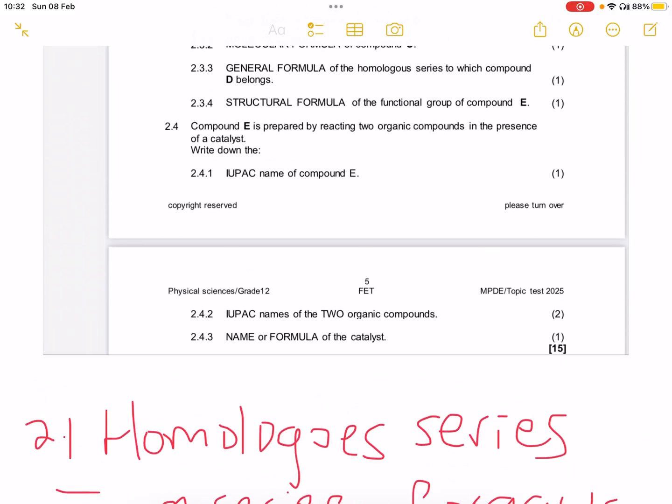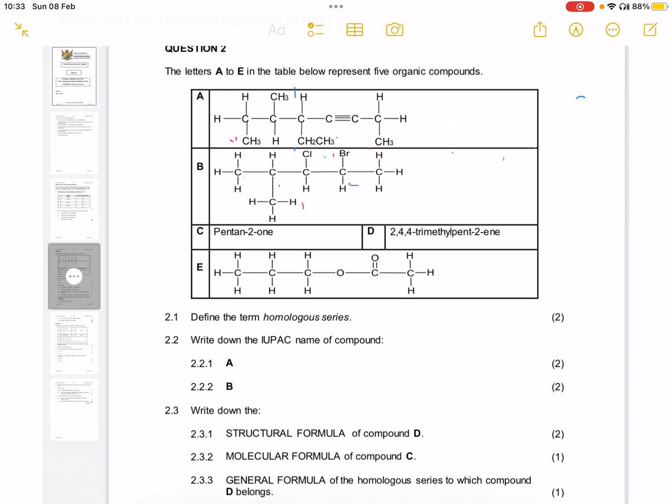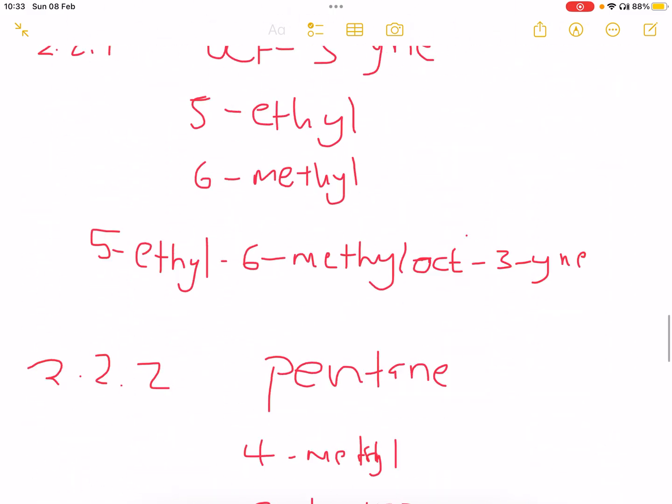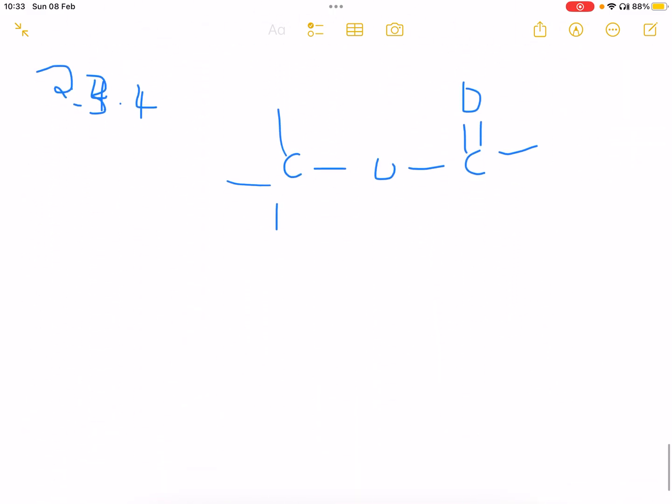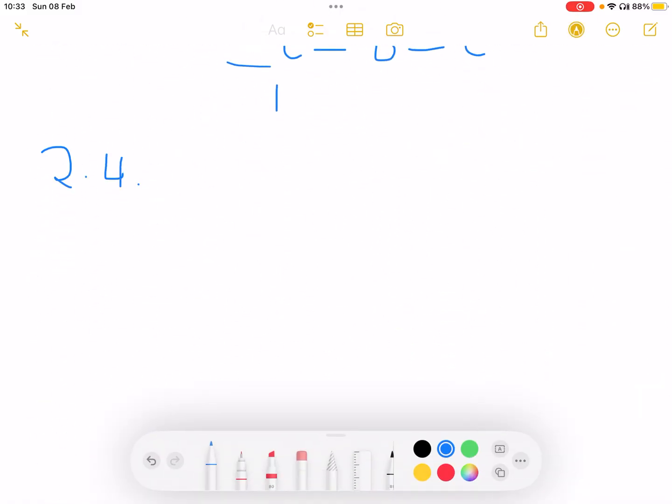That says compound E is being prepared. Now, compound E is what we just drew, which is the ester. It's prepared by 2 organic compounds in the presence of a catalyst. 2.4.1, the IUPAC name of this compound E. As we look from left to right, we see that the O comes from the alkyl. So when the O comes from the alkyl, the alkyl substituent is a propyl, and the one that contains a carbonyl group is ethane.